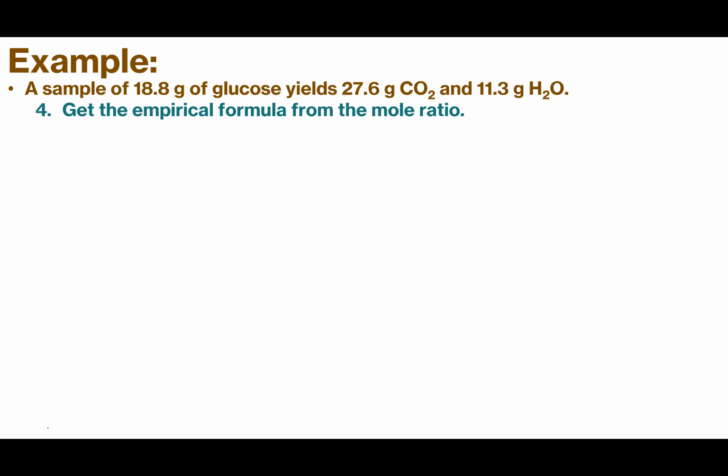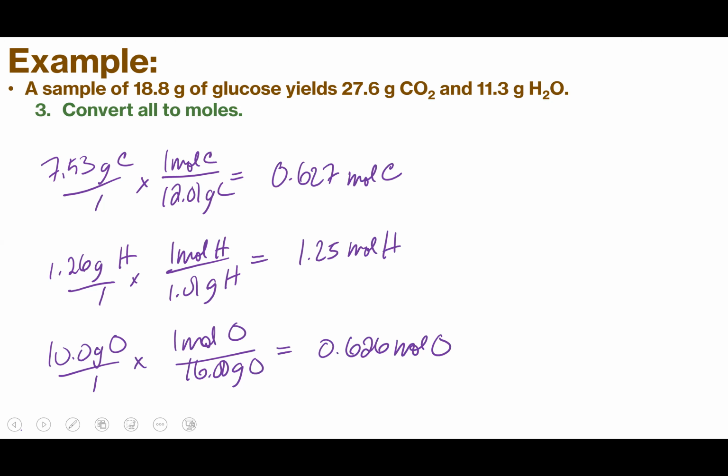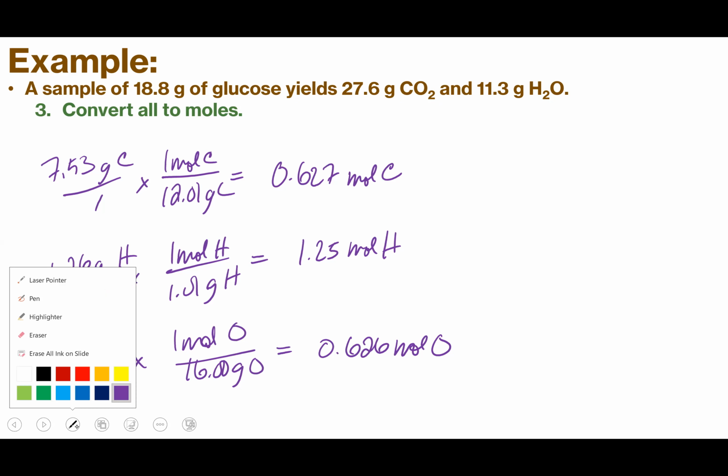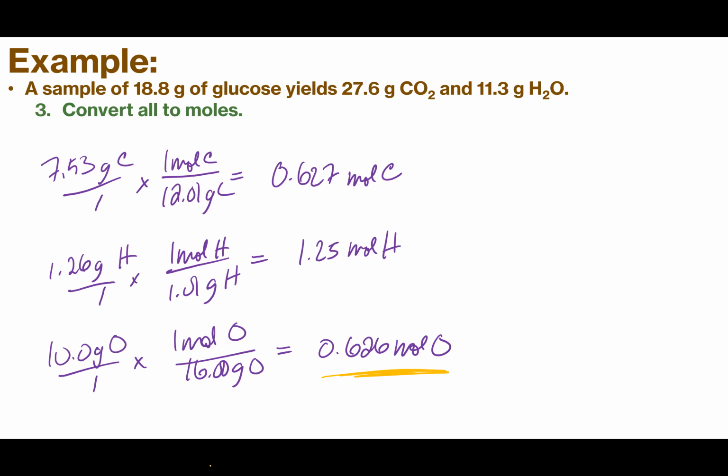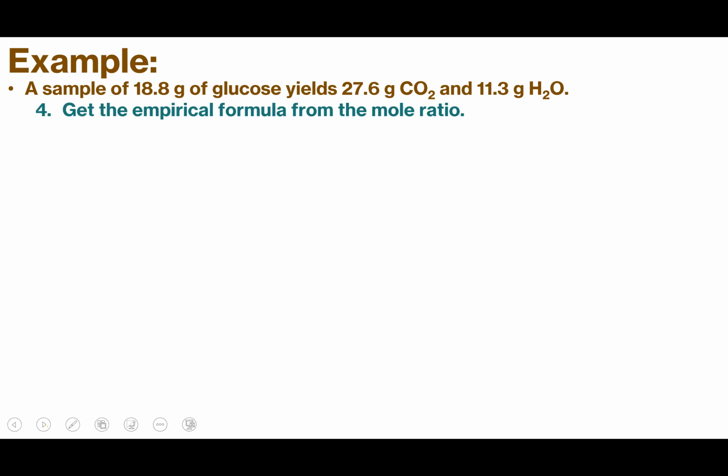Okay. If we look at our data, what we want to do is divide all our guys by the smallest one. The smallest one we have here is oxygen. So we're going to divide everybody by the oxygen moles. And I'm going to show our work over here. All right. So 0.627 moles of carbon divided by 0.627 moles. This will give us 1.00 for carbon.